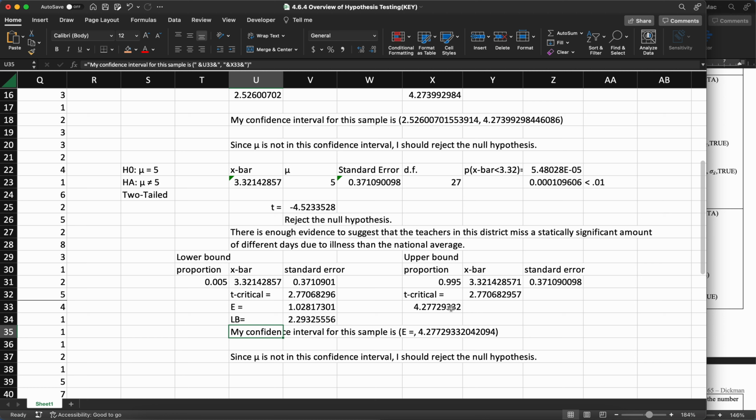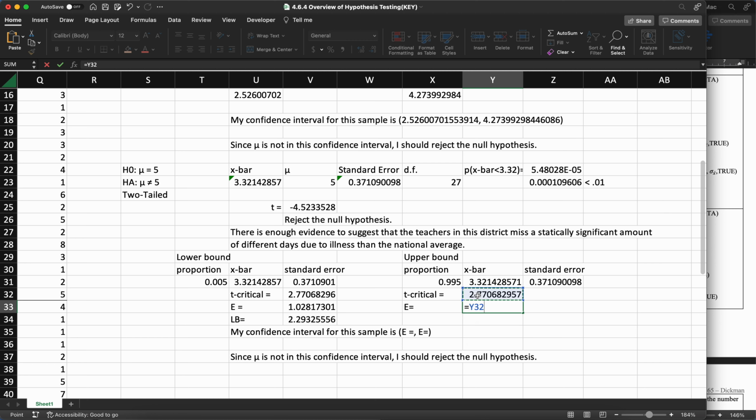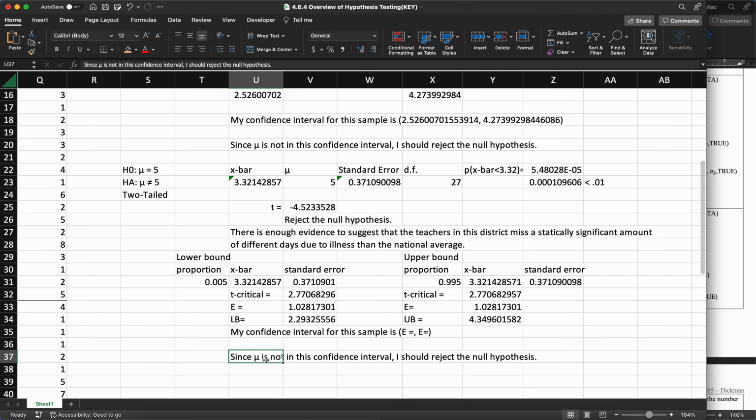And then same thing over here. So I'm going to find E, and that's going to be the critical value times the standard error. It's the same value, but then my upper bound is going to be equal to the mean plus my margin of error, and that gives me 4.3435.